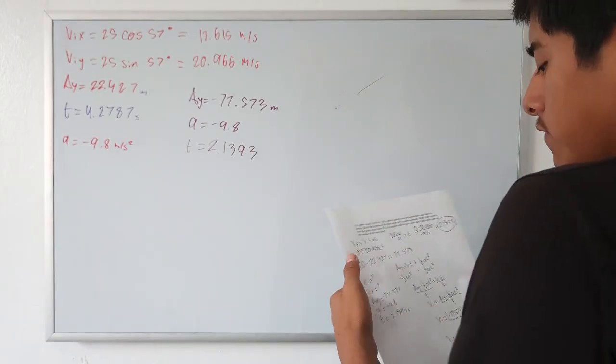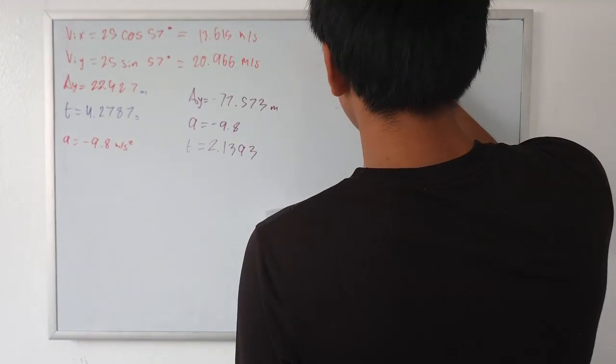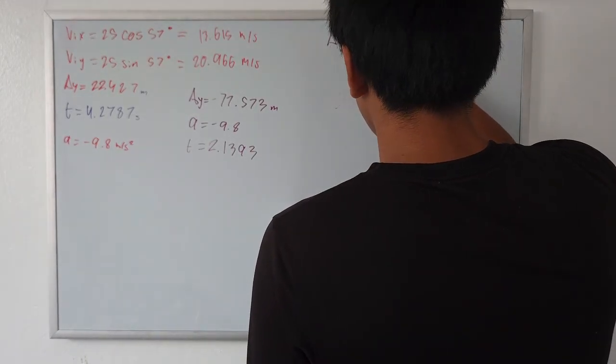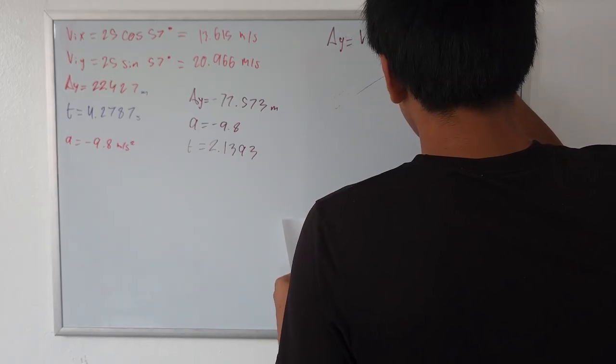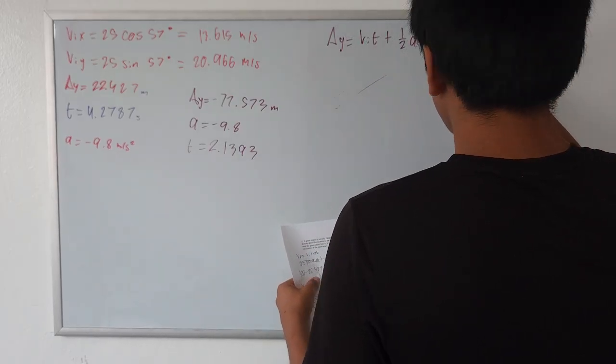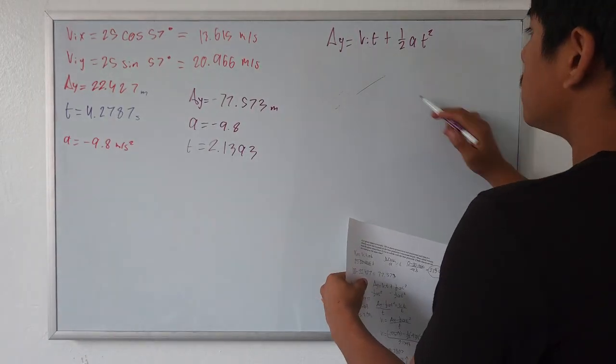And then now from here, we're just going to plug these values into our equation so that we can get the initial velocity. So for this one, we're going to use this equation. So delta y is equal to velocity initial time plus 1/2 a t squared, and we want to get velocity initial by itself.